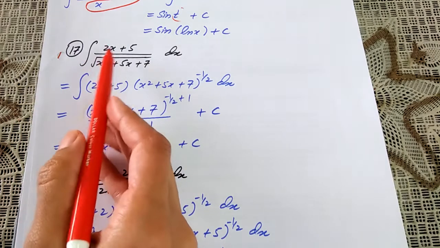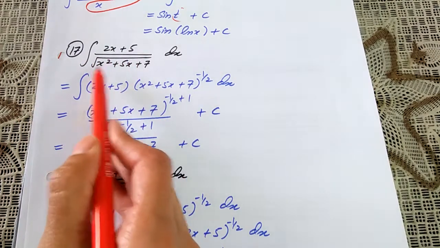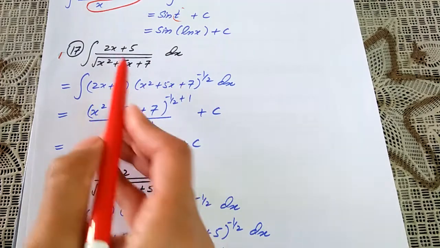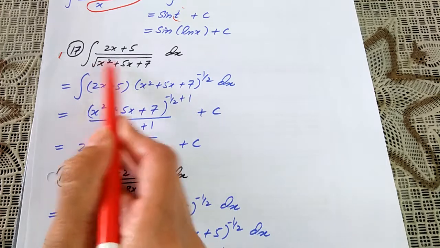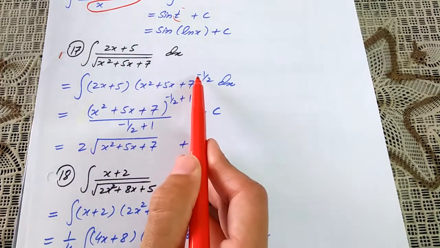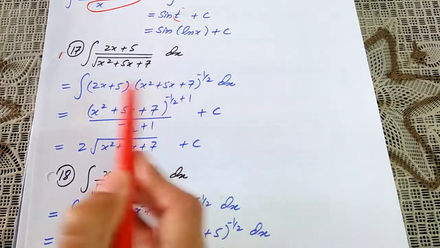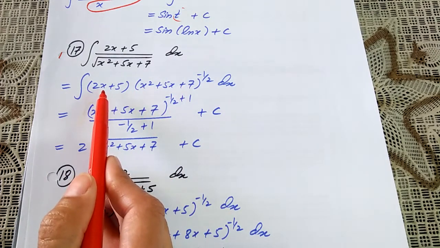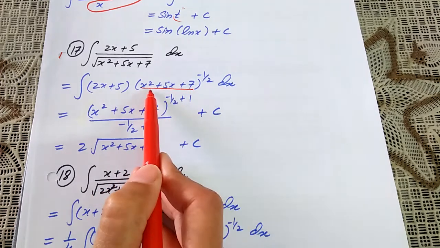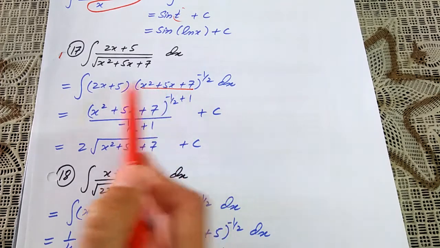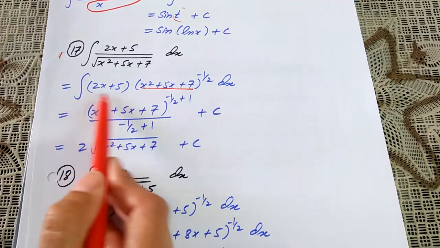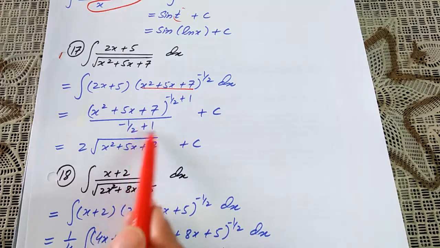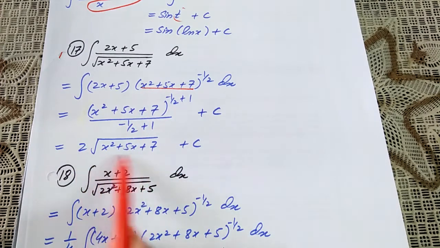Question number 17 is integration of 2x plus 5 divided by square root of x square plus 5x plus 7 dx. Move this square root upside. We will get minus 1 by 2. Now check whether we have its derivative in its multiplication or not. If I take the derivative of this inner function, I will get 2x plus 5. You see, you have the derivative present here. So you just add 1 in the power and divide with it. And after simplification, we will get this answer.